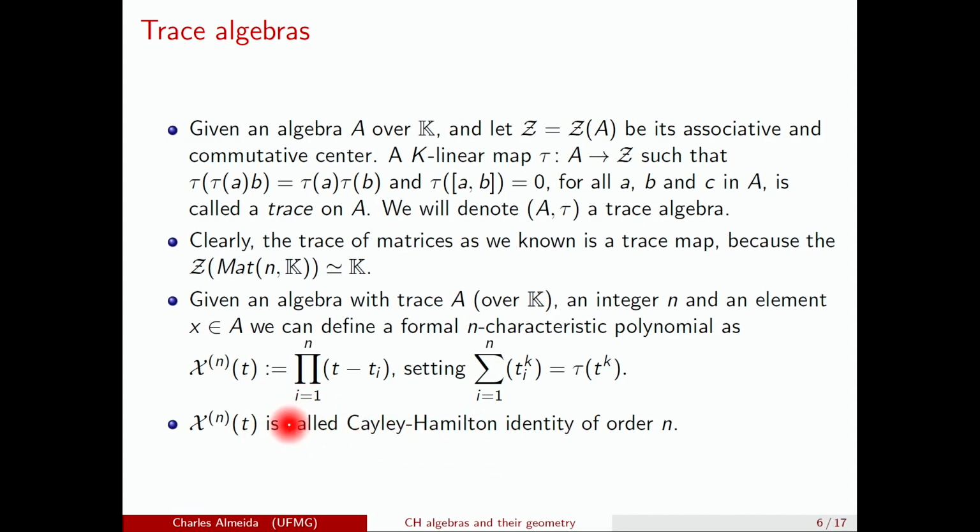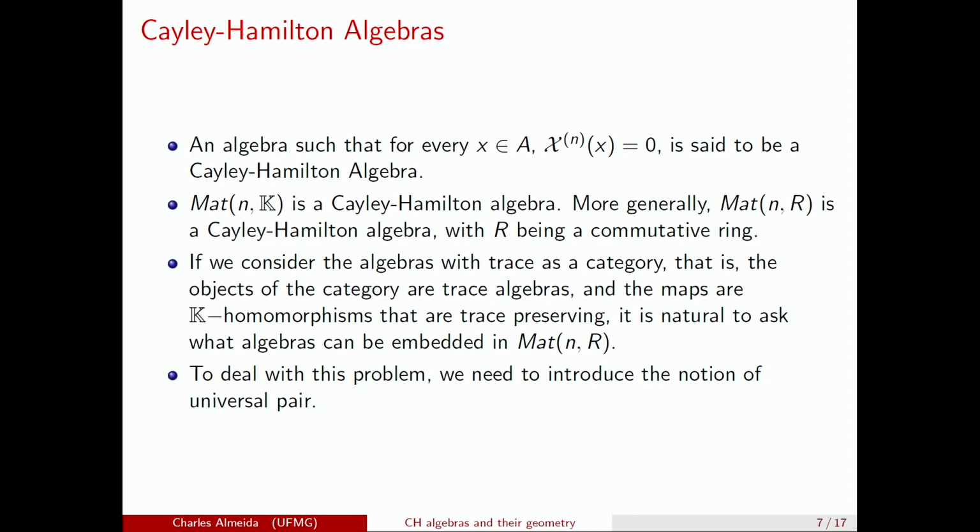And if I take degree n, then this will be an identity of order n. So an algebra in which every element vanishes its nth order Cayley-Hamilton, I will call a Cayley-Hamilton algebra. And it's trivial to see that the matrices are a Cayley-Hamilton algebra. More generally, it's possible to prove that whenever R is a commutative ring, the ring of matrices with coefficients in that commutative ring is a Cayley-Hamilton algebra.